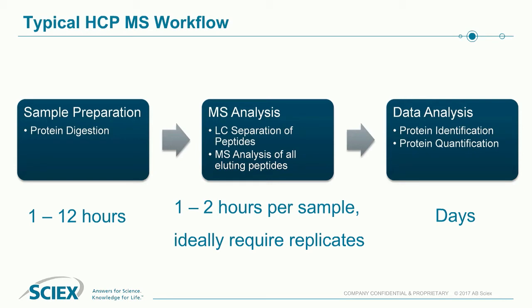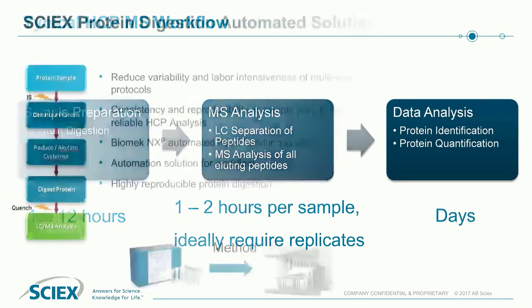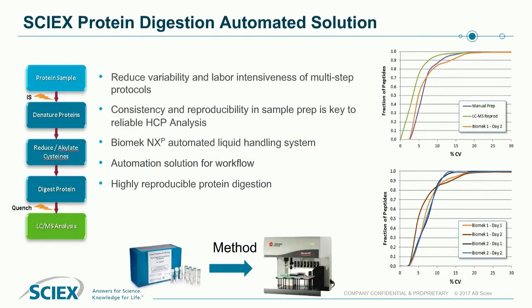And underneath these sections here is really the time that we believe at the moment it's currently taking people to do this analysis, or different sets of the analysis. So 1 to 12 hours for the digestion, 1 to 2 hours per sample for the mass spectrometry. And as we're talking quantitation, ideally we need to run replicates here for statistical confidence. And then the data analysis can end up taking days to pull this all together with current systems.